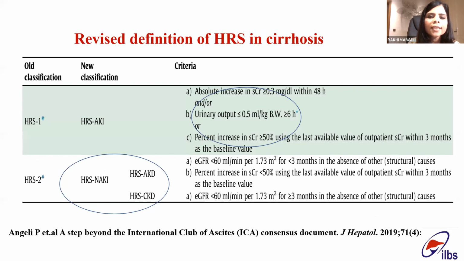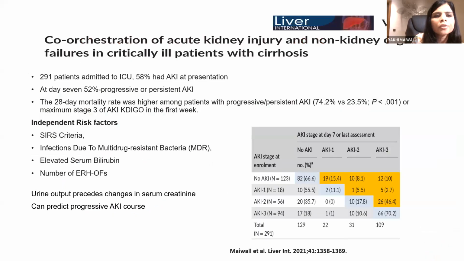And this has been nicely covered. And these are the revised diagnostic criteria. So HRS2 is now called HRS-NAKI. And what we'll be doing is focusing on the management of HRS-AKI and not NAKI, because that's not an emergency, that's not a problem. That's a slow and indolent form of renal dysfunction. So we'll focus on HRS-AKI management.